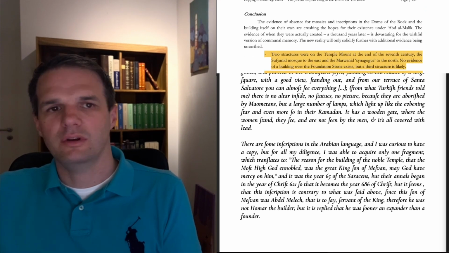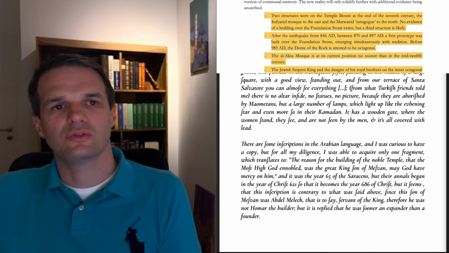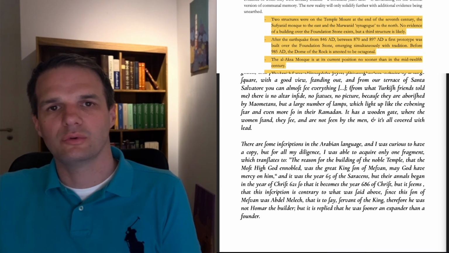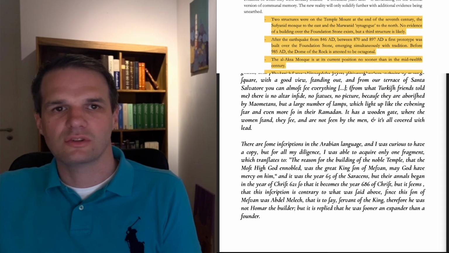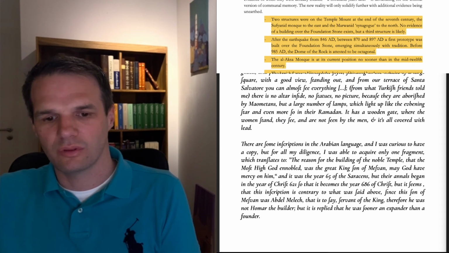So now let's look at his conclusion. So AJ believes that he has shown or proven the following. Two structures were on the Temple Mount at the end of the 7th century: the Sufyanid Mosque to the east and the Marwanid Synagogue to the north.